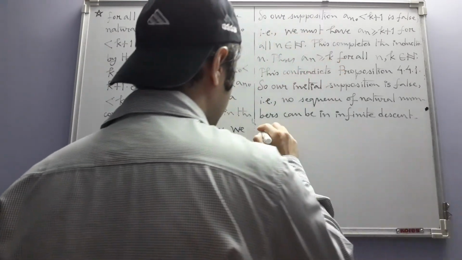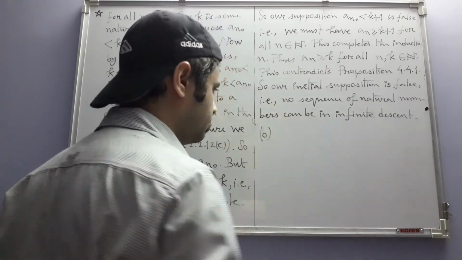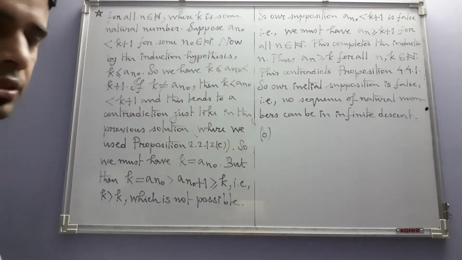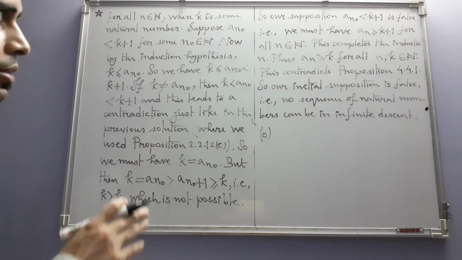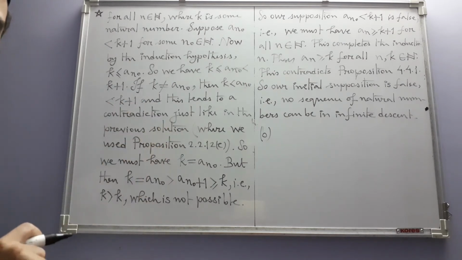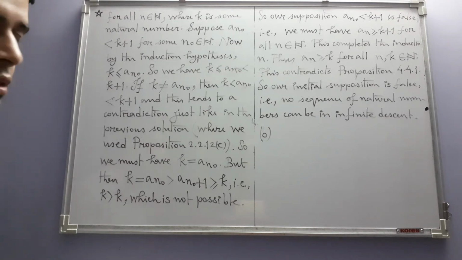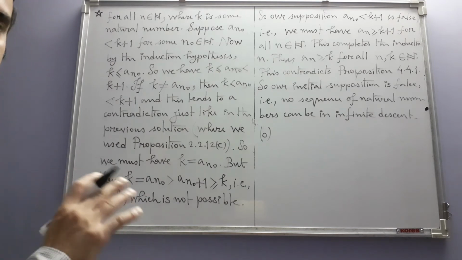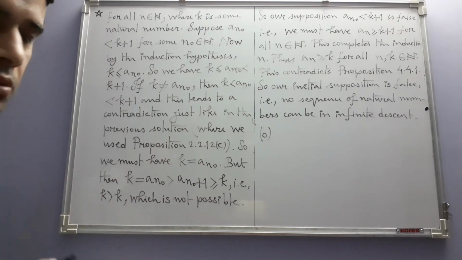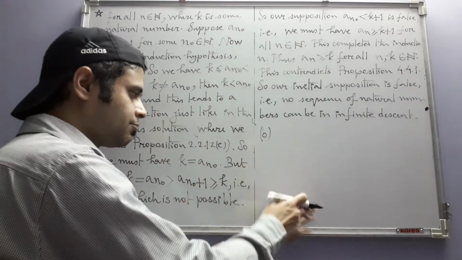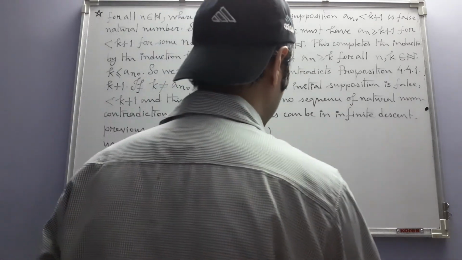Okay, now we come to part B. In part B, we have been asked that if we replace the sequence of natural numbers by sequences of integers or by sequences of positive rational numbers, in that case is the principle of infinite descent true. Here, in none of the other cases, the principle of infinite descent is true.